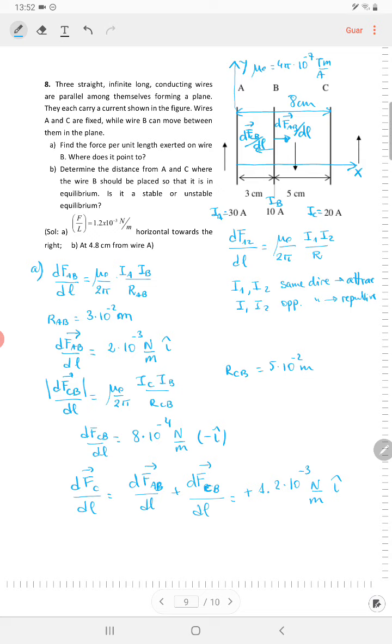Okay, so the force that A exerts on B is bigger than the one that C exerts on B. So the wire would be moving towards the right.